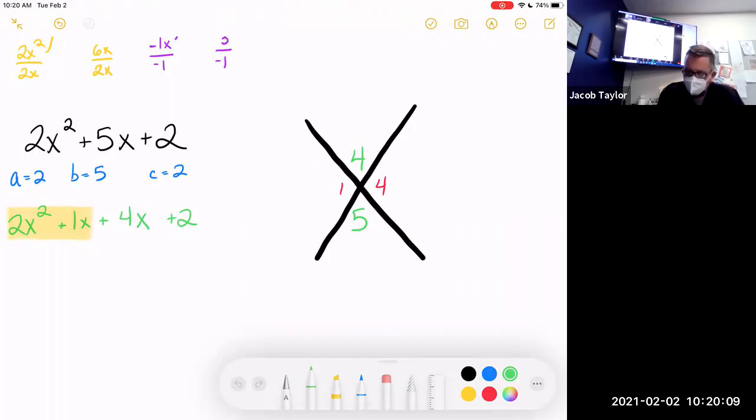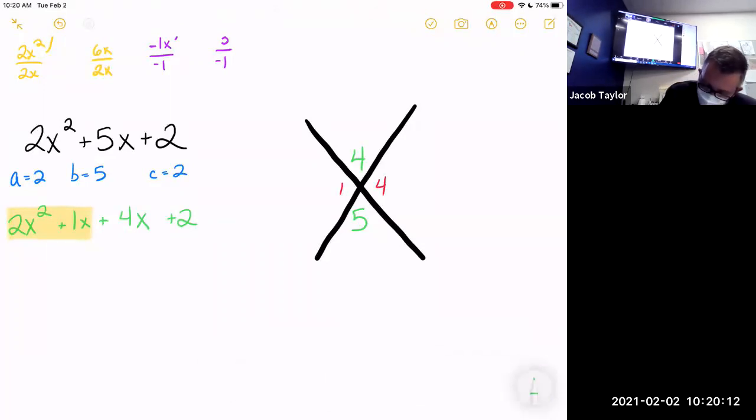I thought it suddenly smelled better in here. Yes, Brock, that's correct. 1x or just x. We like them both.